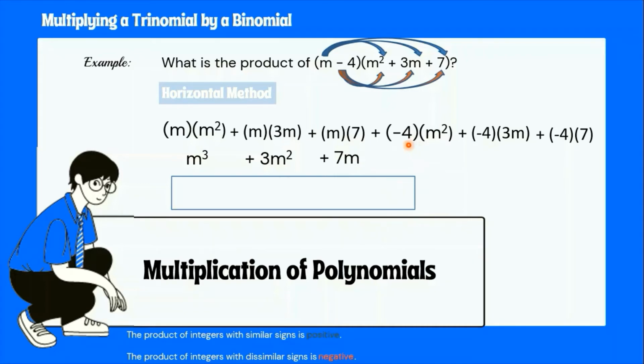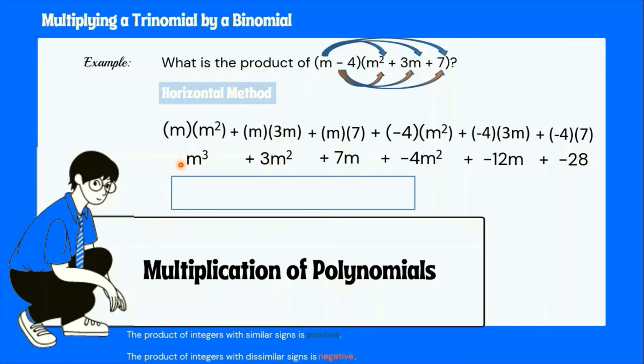Sumunod naman ay negative 4 multiplied to m squared ay magiging negative 4m squared. Ang negative 4 multiplied to 3m ay magiging negative 12m naman. Because negative 4 times 3 is equal to negative 12. Different signs sila, kaya naging negative. And then copy m. Last term natin, negative 4 times 7 ay negative 28. Different signs, kaya negative yung ating product. And then we'll have to combine them all together.